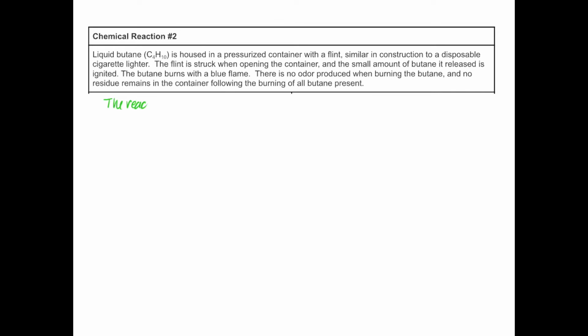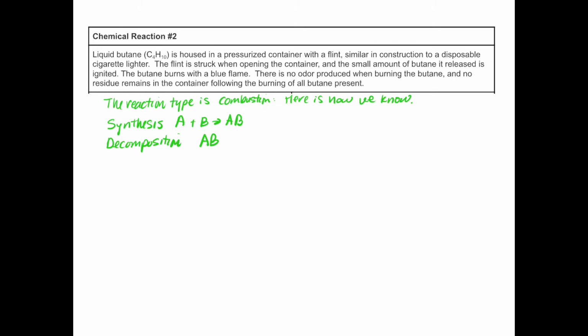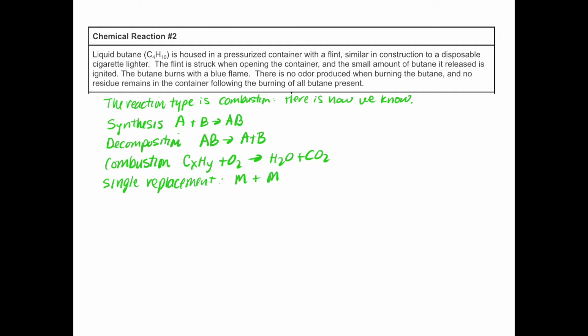All right, so let's look at our chemical equation 2 here, and we've got liquid butane lighting up, and this type of reaction is combustion, and here's how we know. So again, we know synthesis is A plus B gives us AB. Decomposition is AB breaks into A plus B. Combustion is a hydrocarbon, CxHy plus O2 gives us CO2 and water. You can say it either way. Single replacement is a metal plus an ionic compound, and they switch places. And then a double replacement is two ionic compounds, and again, they switch places.